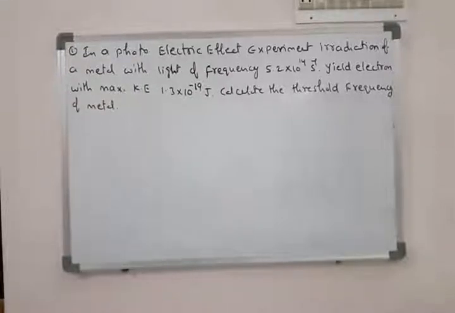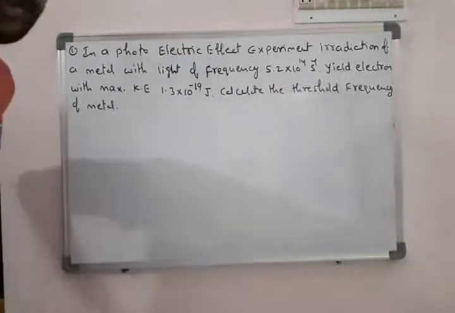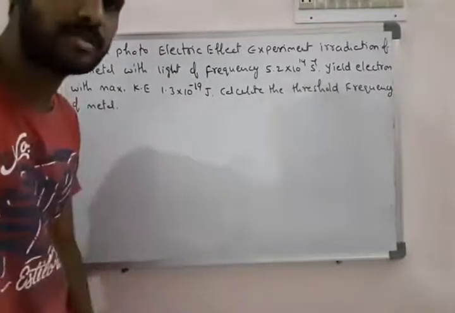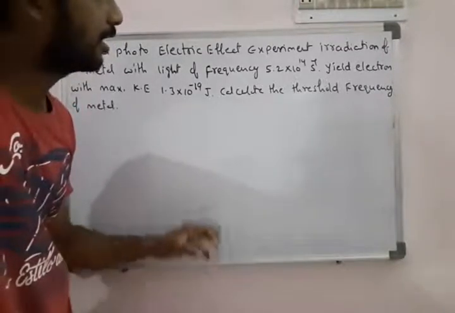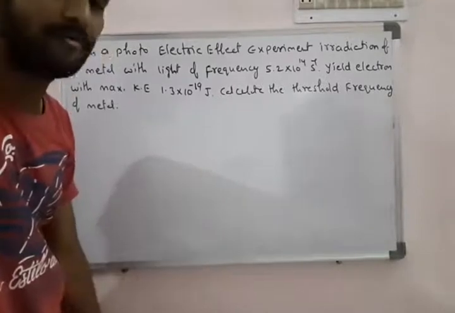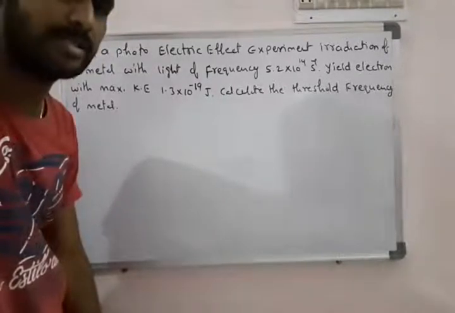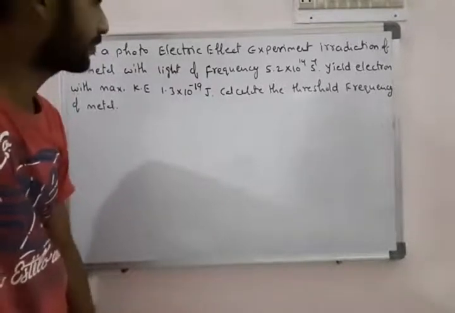So now we see the problems based on the photoelectric effect. We know the photoelectric effect means the ejection of electrons from a metal surface by passing a beam of light on it with a suitable frequency.